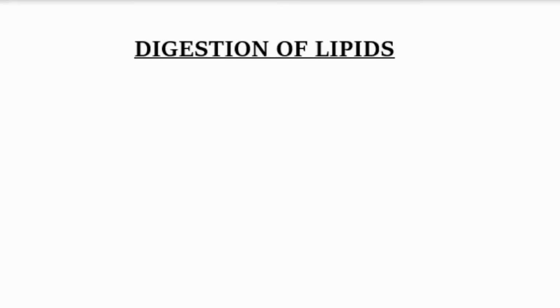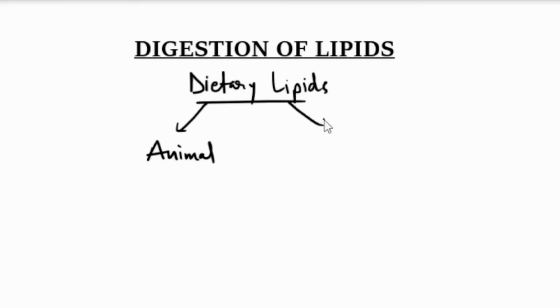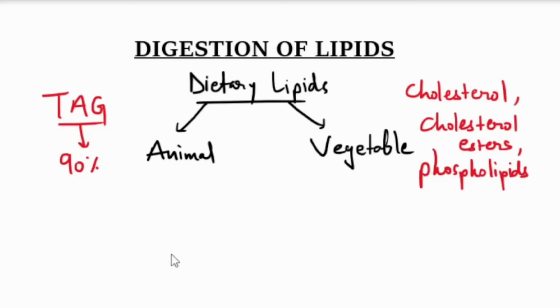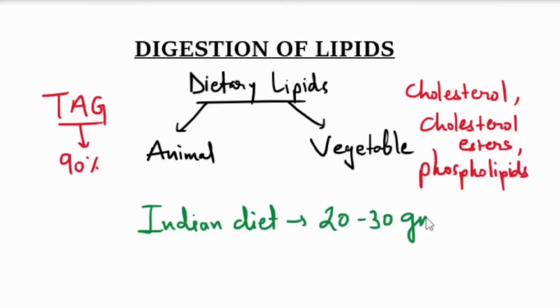First, we will discuss digestion of lipids. Dietary lipids, the fats and oils we consume, can be categorized into two main sources, animal fat and vegetable fat. Triglycerides are the dominant form of dietary lipids, making up to 90% of what we ingest. The remaining 10% is a combination of cholesterol, cholesterol esters and phospholipids. The average Indian diet typically includes 20 to 30 grams of lipids per day.